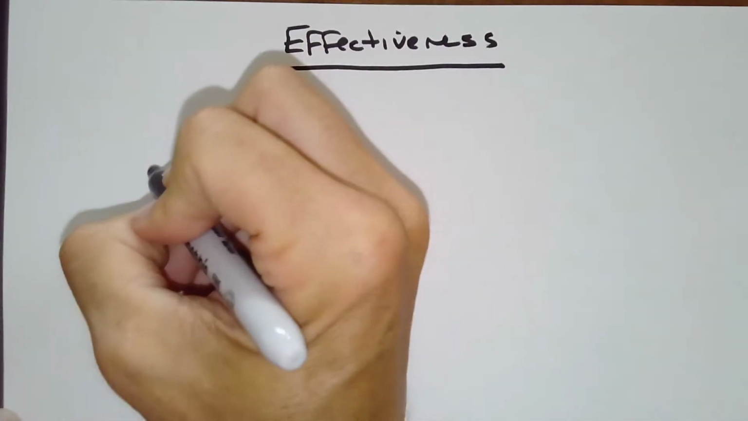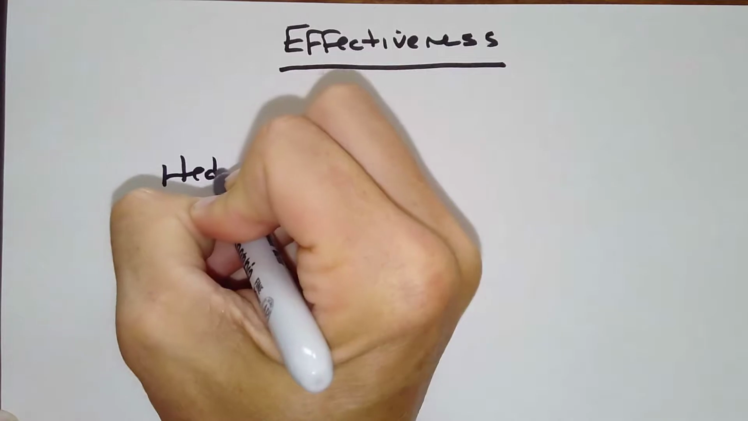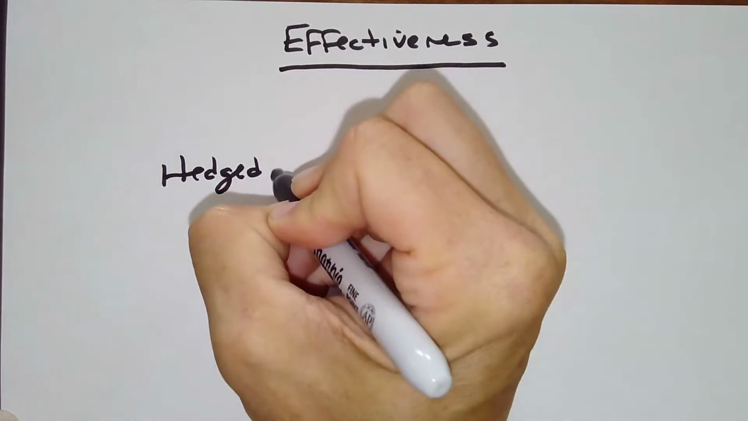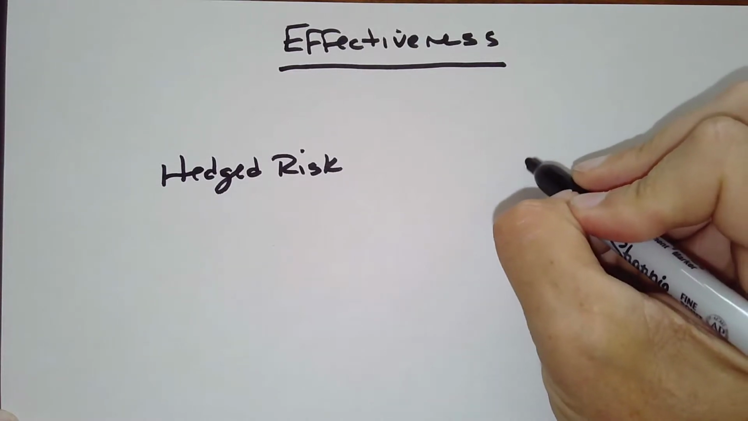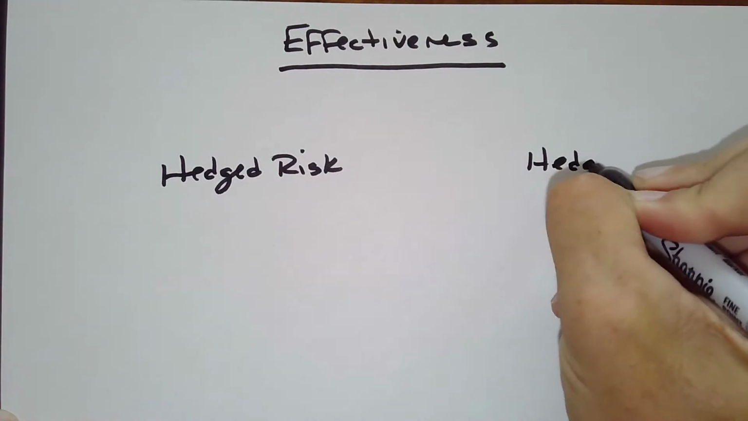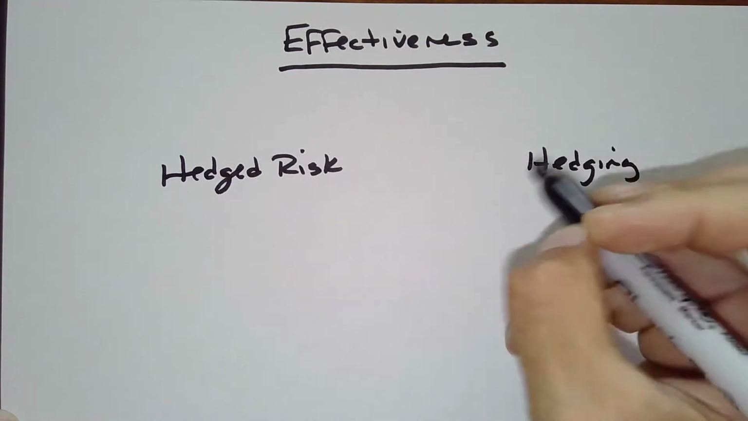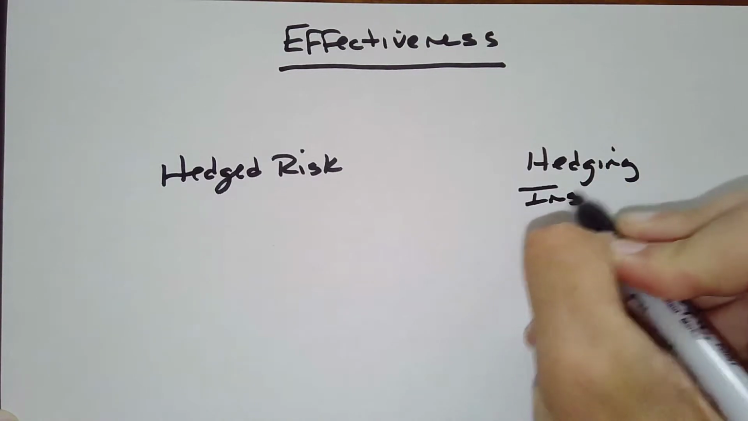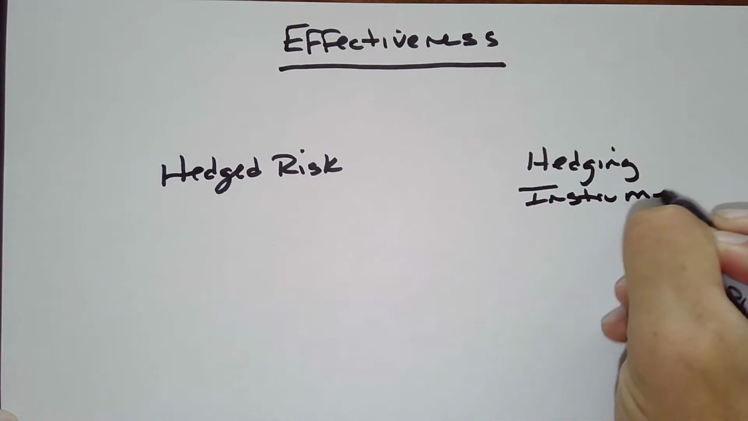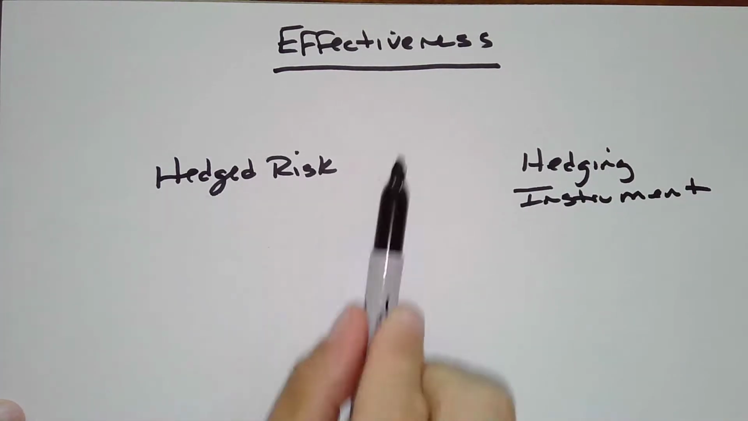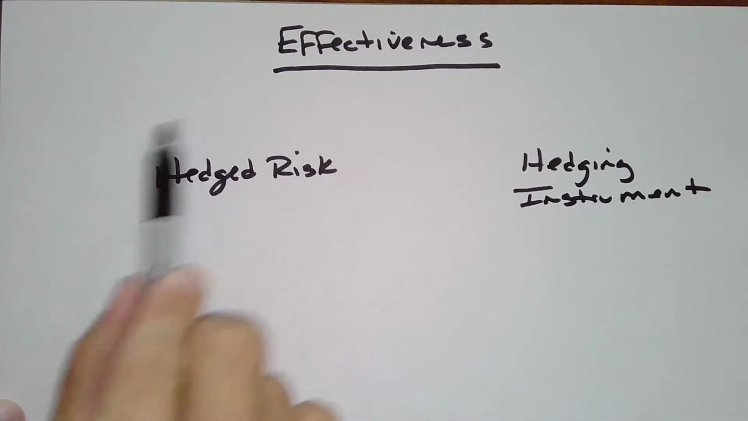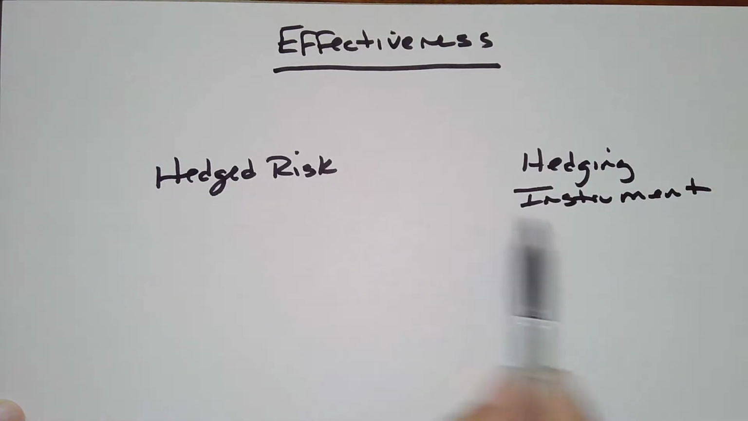So here's my hedged item, my hedged risk, whatever that is, and here's my hedging instrument. Okay? And we've gone through the literature, and we made sure that the hedged risk is allowable, and this is a derivative.